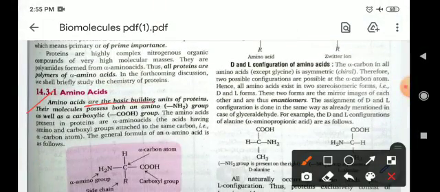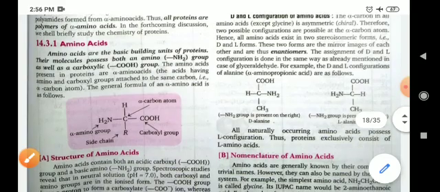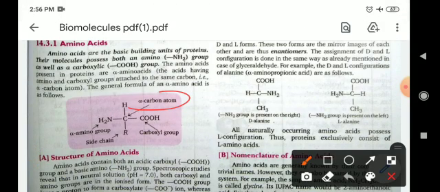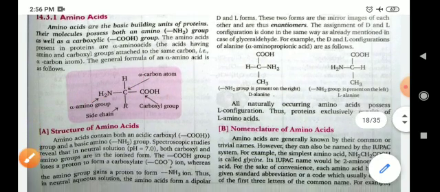Amino acids are the basic building unit of proteins, and both an amino group as well as a carboxyl group will be present. The amino acids present in proteins are alpha amino acids, the acids having amino and carboxylic groups attached to the same carbon, that is the alpha carbon atom. So the general formula of an amino acid is as follows, in which there is a carbon known as the alpha carbon atom, and from this alpha carbon atom there is an amino group, that is an NH2 group, and a carboxylic group is also present. Okay, so this is the basic structure of amino acids.